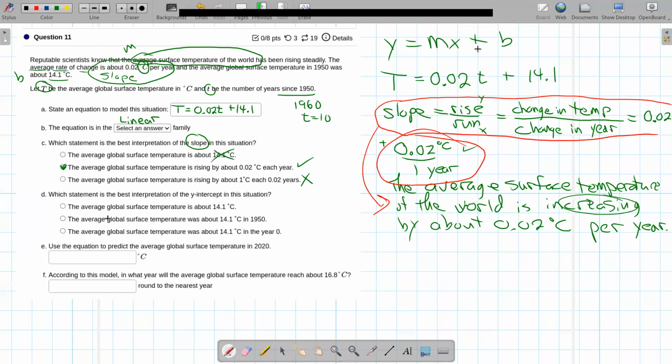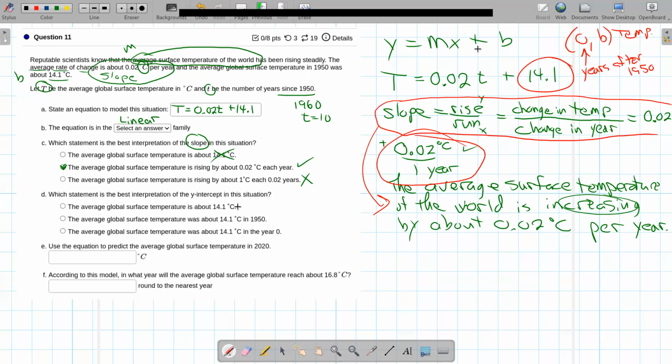Next part, which statement is the y-intercept? Okay, so the y-intercept relates to the point (0, b), right? That's the y-intercept. So 0, that's years after 1950. And b, that's just the temperature. Okay, so in 1950, the temperature was 14.1 degrees Celsius. Right? So we were just given that in the last part of the second sentence up there.